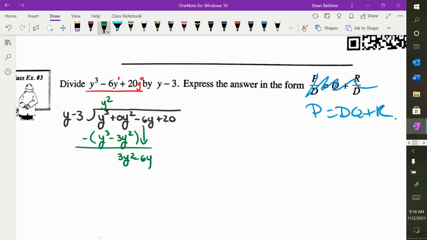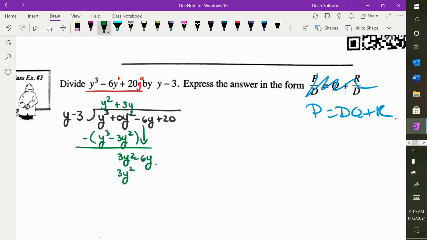Bring down the negative 6y. What do I do now? What question do I ask myself? How many times is y minus 3? Not just y minus 3, you just have to look at the y. How many times is y, or what do I multiply y by to get 3y squared? 3y. And then you FOIL that in. 3y times y is 3y squared. These two, when you multiply that to get this, these two should always be the same because we're trying to make those go away.